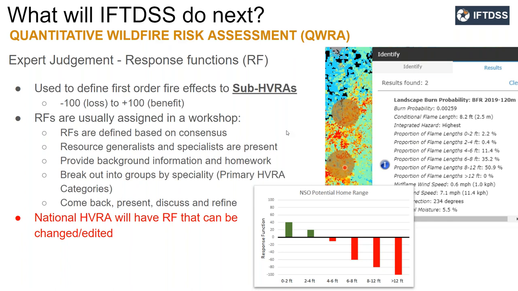So we're basically the first to quick second order fire effects that characterize fire effects based on flame length intensities. I just want to say for the national HVRA set that we showed you, the ones that were used for the national risk assessment, we will supply those response function values that came with that data. However, a user could change or edit those values if they don't meet exactly what they want.